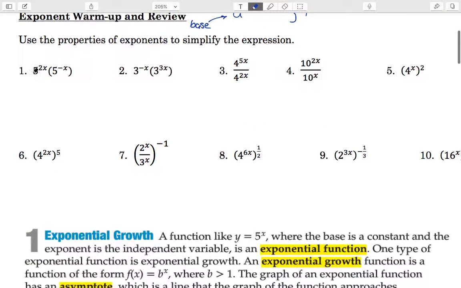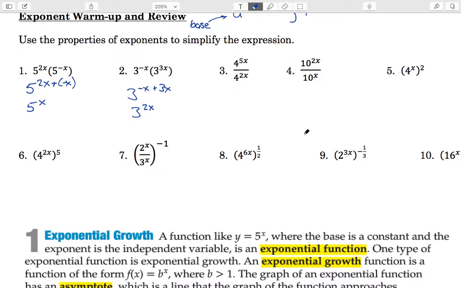Coming down here, when you have a power times a power, or 5 to the 2x times 5 to the negative x, the property you use is that when they both have the same base, you add the exponents. So that's 5 to the 2x plus negative x, and 2x minus x is just x, so 5 to the x. When you're multiplying powers with the same base, you just add their exponents. So in number 2, you just add their exponents, and that gives you 3 to the 2x.